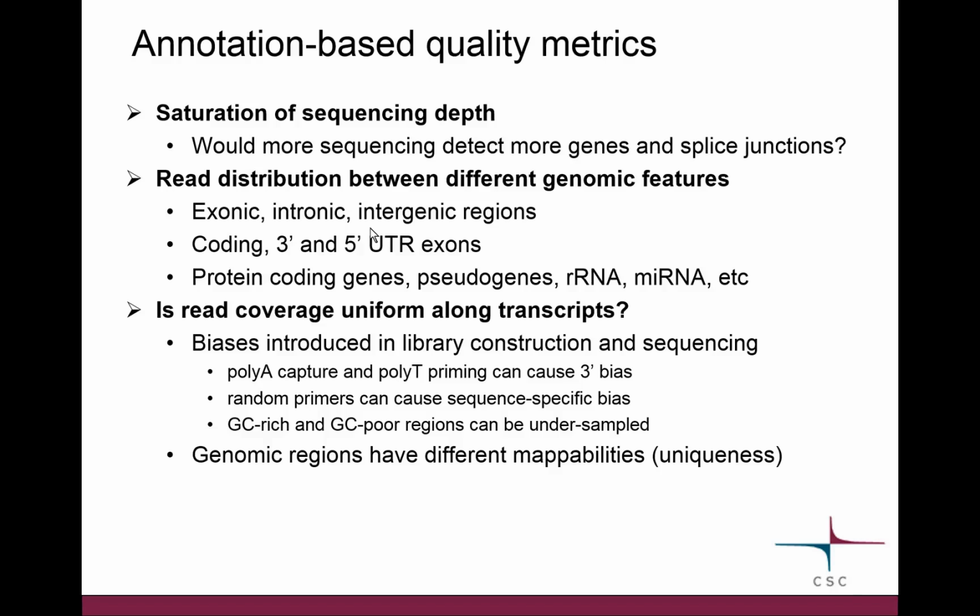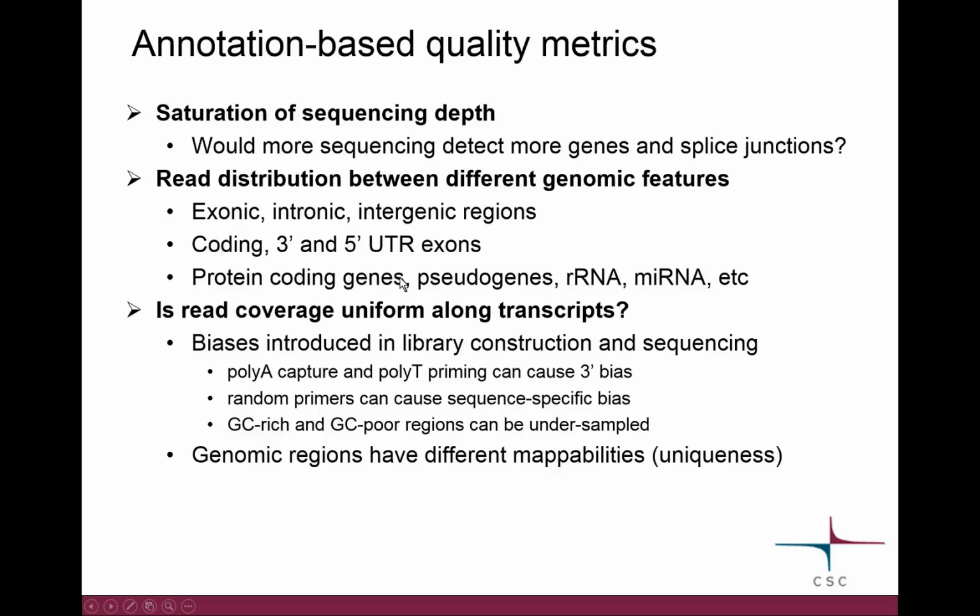So first of all, there's the saturation of the sequencing depth. Meaning that if we would be able to sequence more, would we be able to detect more genes or splice junctions? Then we check out the read distribution between different genomic features. So are the reads mapping to exonic or intronic locations, and where are they?